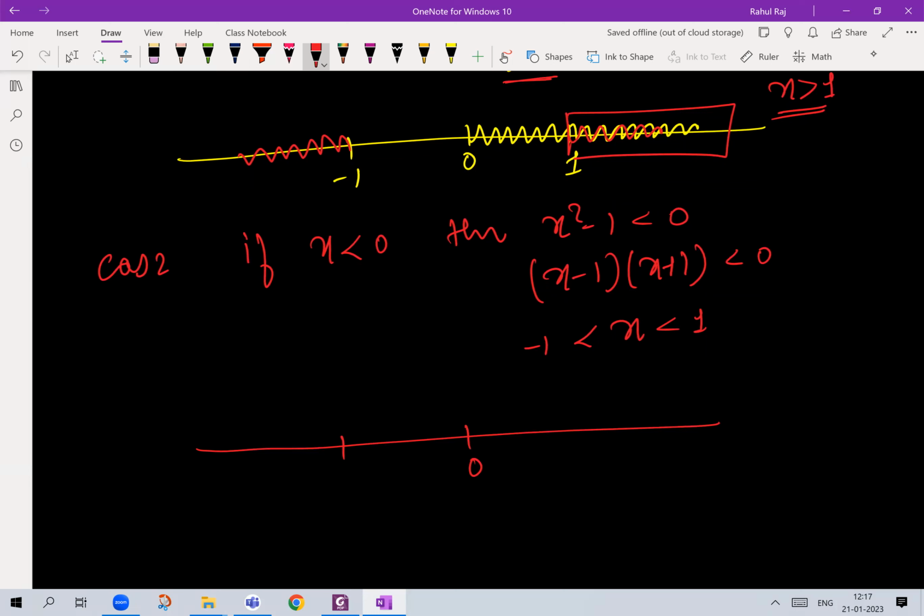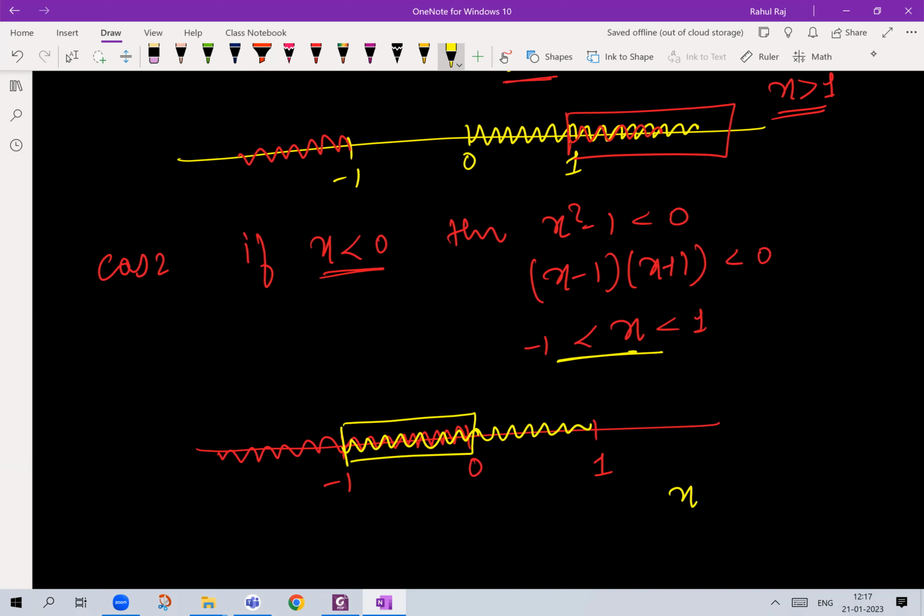Now just plot it on a number line. This is 0. This is minus 1. This is 1. x less than 0 first. This is x is less than 0. Second says x lies between negative 1 and 1. So take it over here. So what is my common value? x lies between negative 1 and 0.